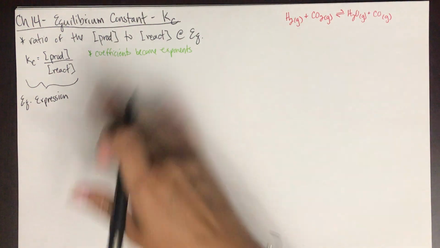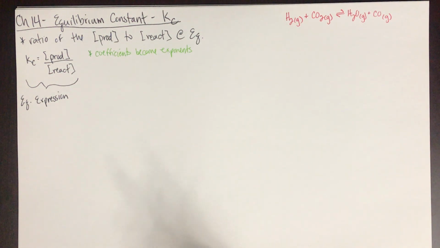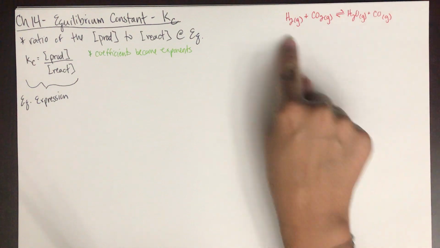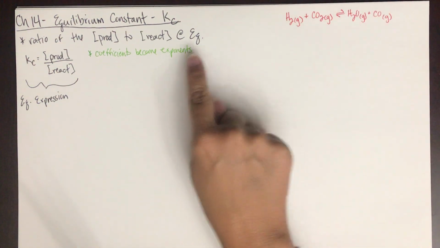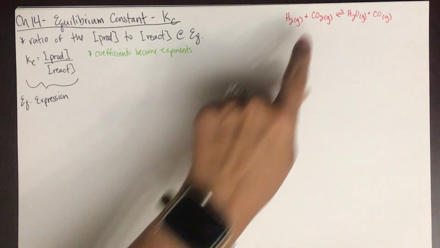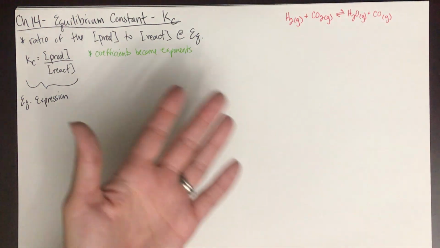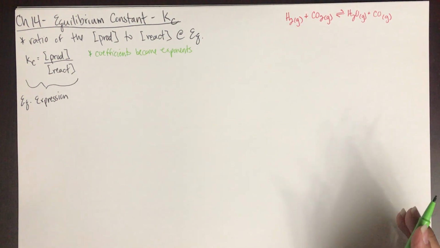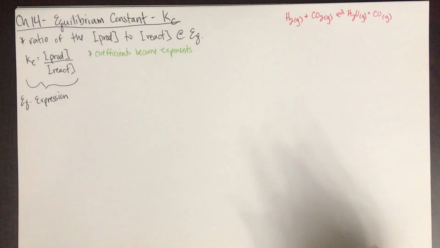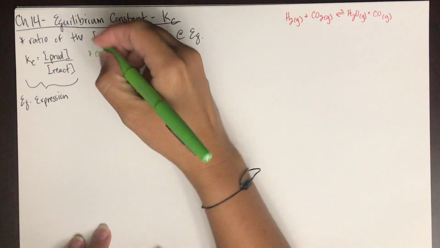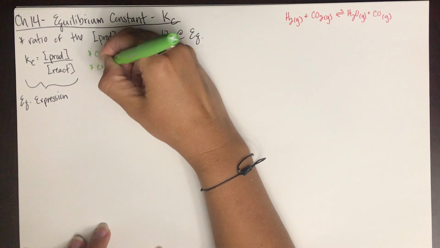And I'll try to be clear about defining what I'm talking about in different situations. So when we're writing the equilibrium expression, any coefficients in your reaction would become exponents. Well, there's no coefficients here, so we're not going to see any examples in this particular situation, but we'll look at some other ones. Another rule is that the equilibrium expression excludes pure substances.